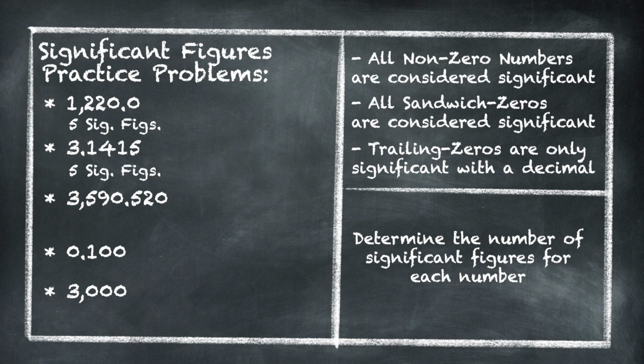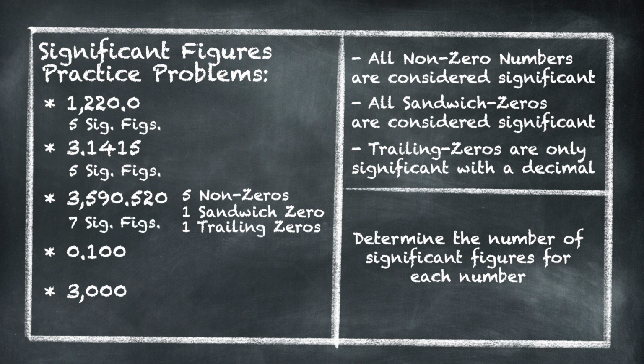The next one, 3,590.520. Okay, we got 5 non-zeros here. The 3, 5, 9, 5, and 2. So those give you your 5 non-zeros. Do we have any sandwich zeros here? Yes, we have a 0 between the 5 and the 9. So that gives us 1 sandwich zero. Is there a decimal place? Yes. So now we can count our trailing zeros, which we only have 1 of. This gives us a total of 7 significant figures.